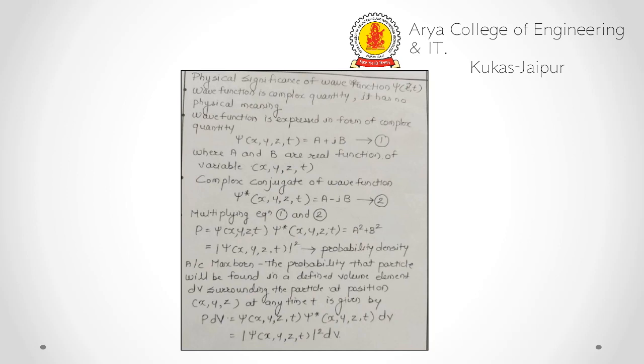Now let's define it. What is probability density? According to Max Born, the probability that a particle will be found in a defined volume element dV surrounding the position x, y, z at any time t is given by P dV is equal to mod of psi of x, y, z, t whole square dV.